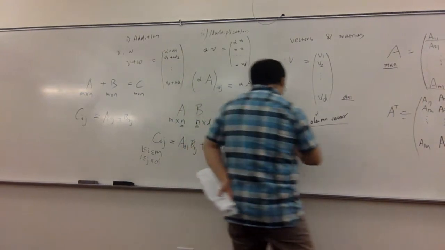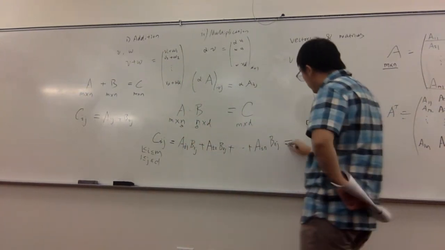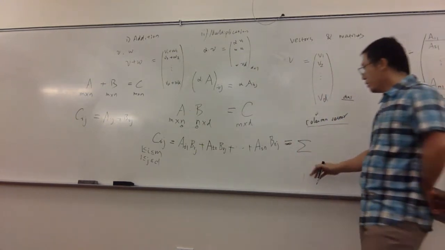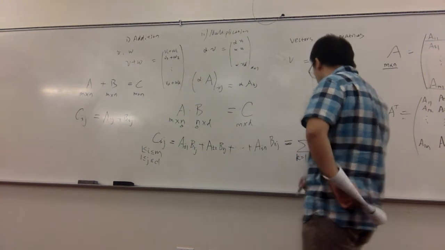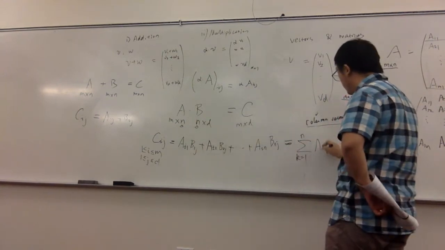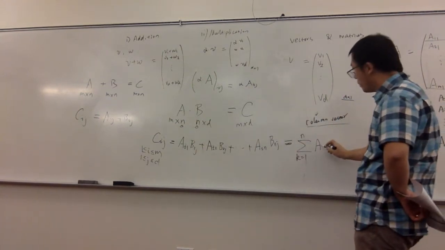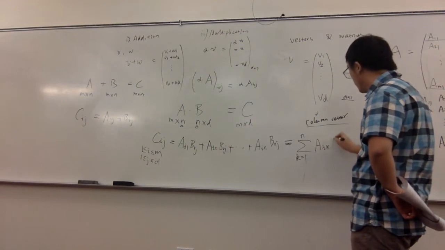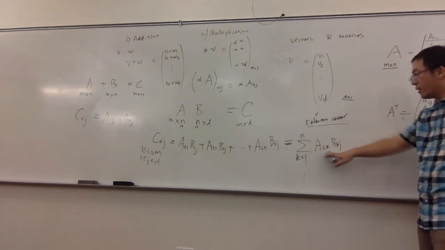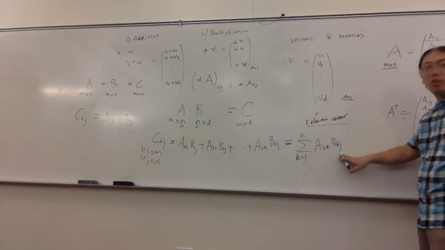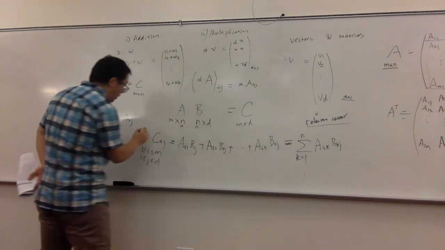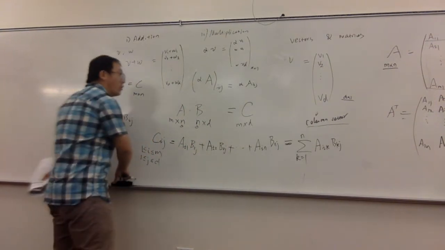So a succinct representation would be to just use this sigma notation, right? We start from k from 1 to n. And in this summation, it is a product between aik and bkj, indicating the kth element in the ith row in A and the kth element in the jth column in B. So this is the rule to compute each element in the product matrix. And now we can take a look.